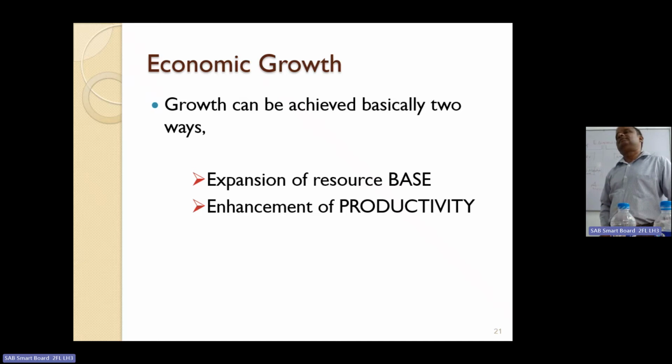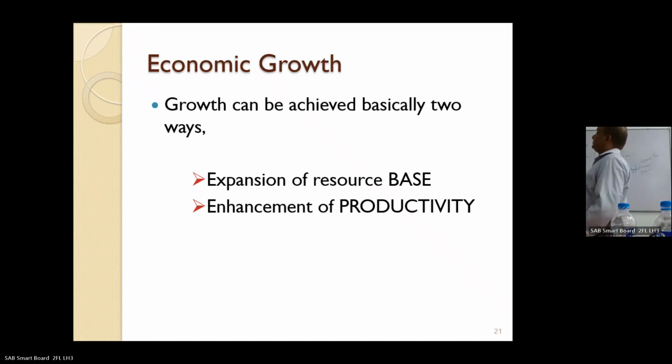One time when the JVP was with the government, they used this. Can you remember? These lakes and tanks, they started to build them, and they were in a dilapidated state. So we can convert those things into a usable state, which increases the resource base. Likewise, we can expand the resource base.